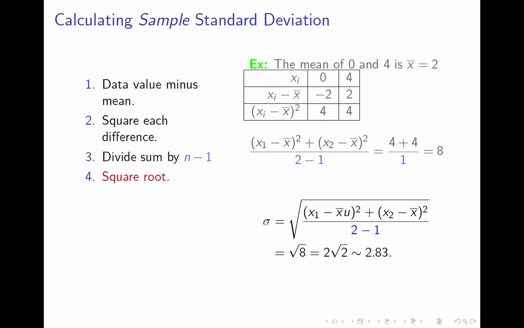And then finally we take the square root, and we get the square root of 8, or 2 root 2, which is about 2.83. As I said, the sample standard deviation is bigger than the population standard deviation. In this case, where there's only 2 data points, it's noticeably bigger. Usually it's microscopically bigger. Usually it's a trivial difference.